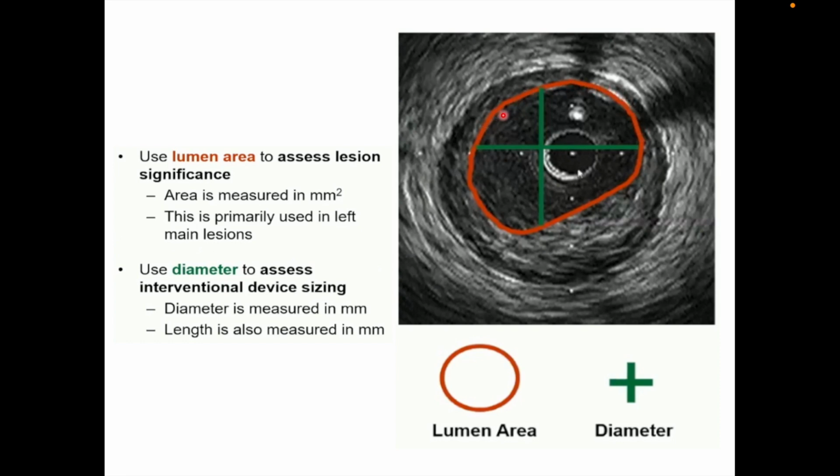And what you have in the red line, this area is the lumen. That's the lumen which is inside the intimal layer. And this lumen area is used to assess the lesion significance. And it is measured in millimeter square. This is area. Now, these green lines are the diameters. That's the smaller diameter. That's the larger diameter. This is measured in millimeter. And this is the one that is used for calculating the size of the devices to be used, like the balloon or the stent.